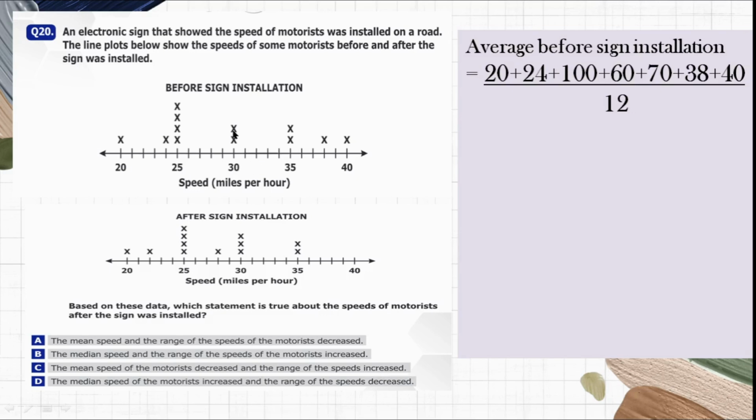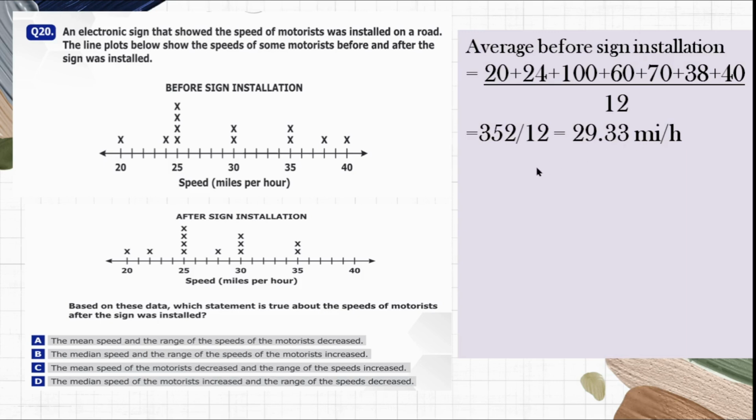Then 30 twos are 60. The two crosses are at 35, so 35 twos are 70. The next cross is at 38 and the last one is at 40. So we will divide it by 12 because there are 12 crosses. So after the calculation, the average speed before the sign installation is 29.33 miles per hour.